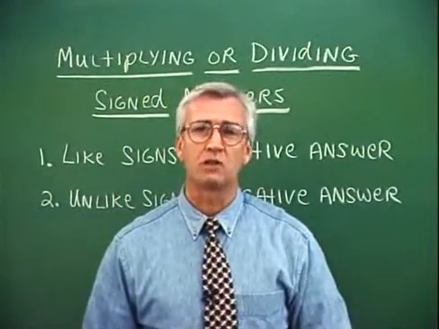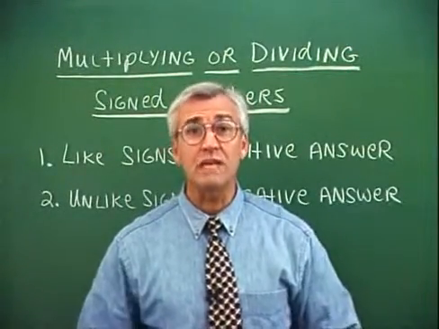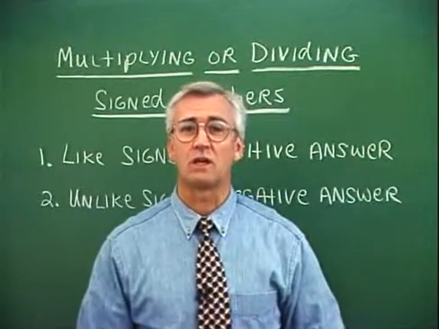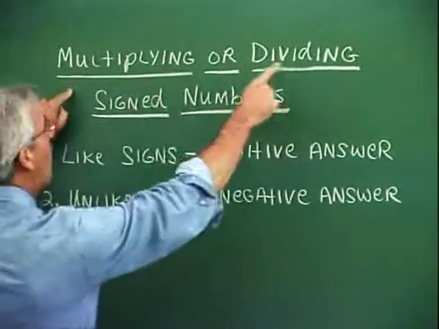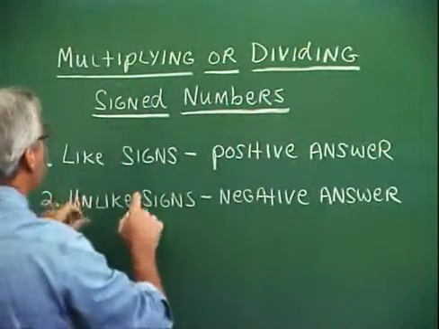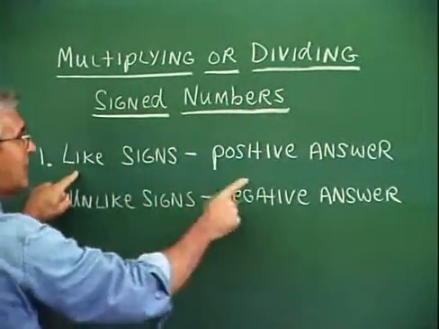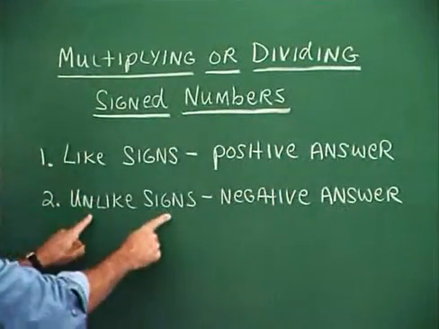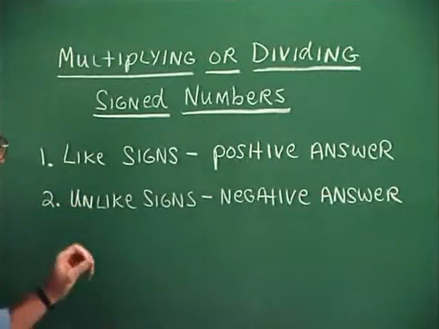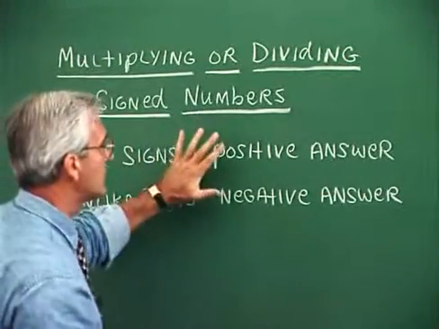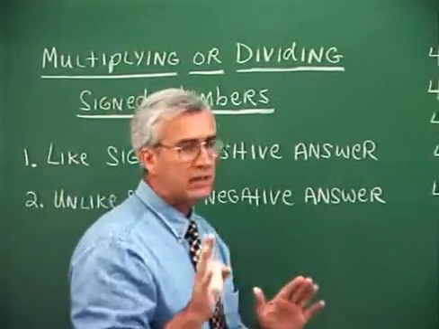The rules for multiplying and dividing integers are even easier than the rules for collecting integers. Here are those rules. Multiplying or dividing signed numbers, if the signs are alike, we get a positive answer. If the signs are not alike, we get a negative answer. And that truly is all there is to it. Now, to give you an idea of why this is the case, look at this pattern.